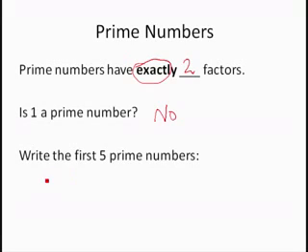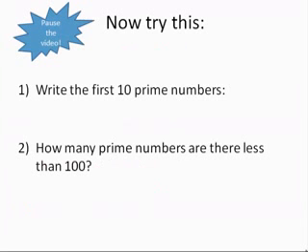So the first 5 prime numbers are these: 2, 3, 5, 7, and 11. Now it's interesting that 2 is the only even prime number. Now pause the video and try these exercises.